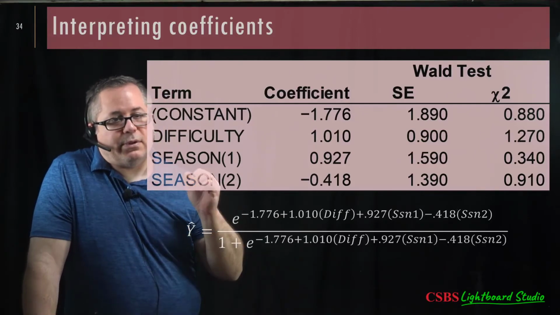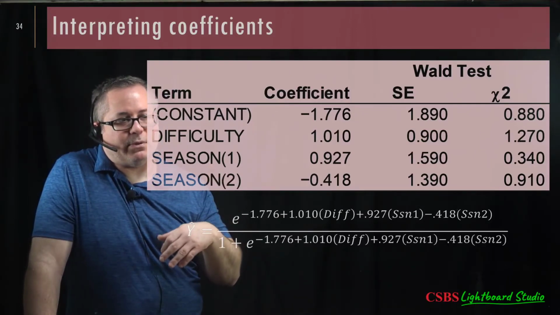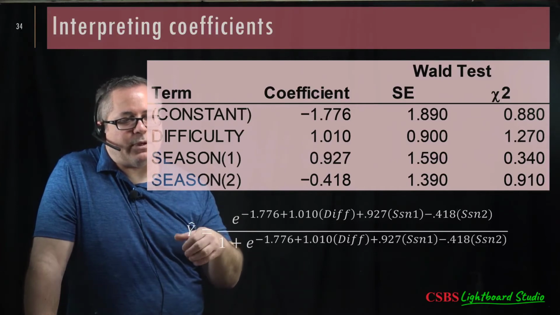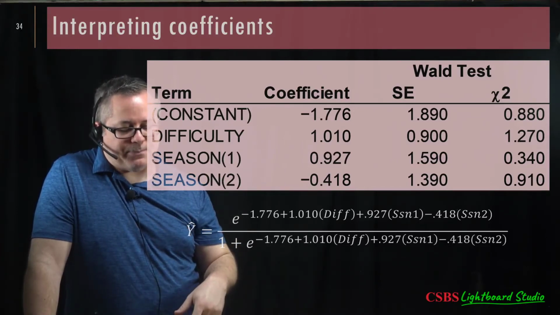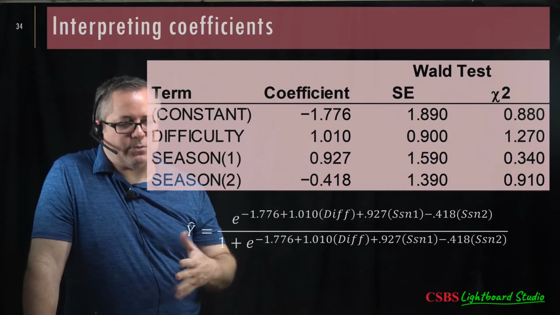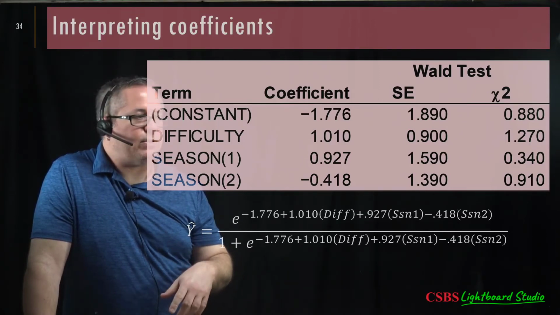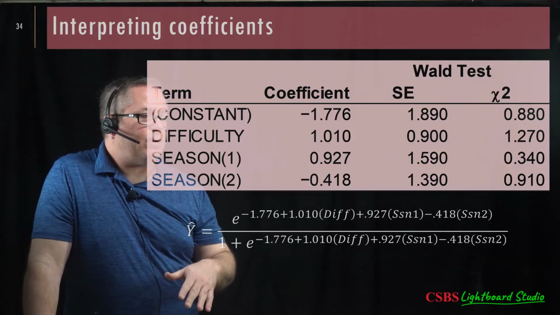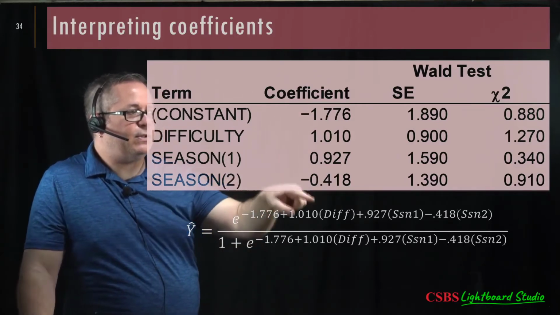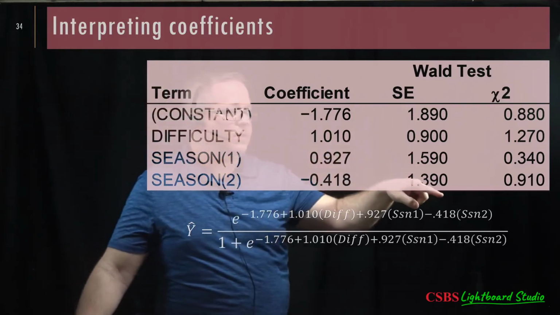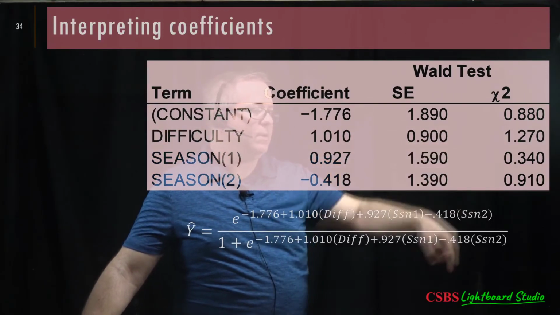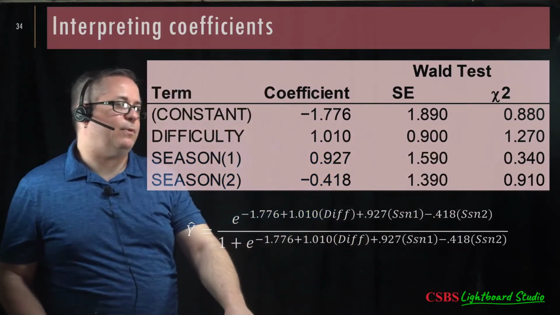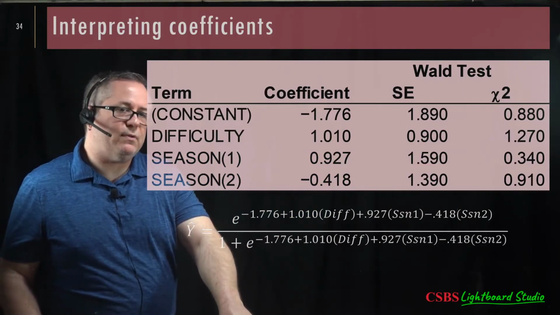So, through the magic of computers, we put that model in there with our 2 seasons and our difficulty, all predicting our chance of whether or not someone fell or didn't fall. So we put that all in here and we get back our coefficients, the standard errors, and these Wald values that you get for each of these coefficients.